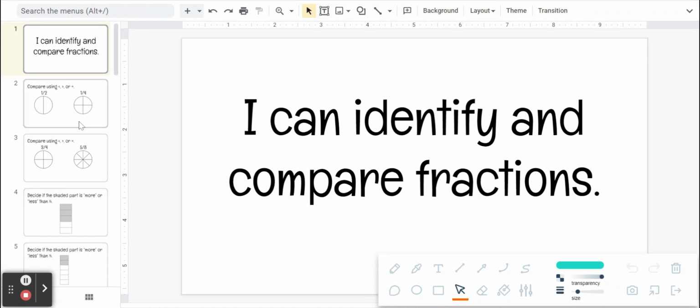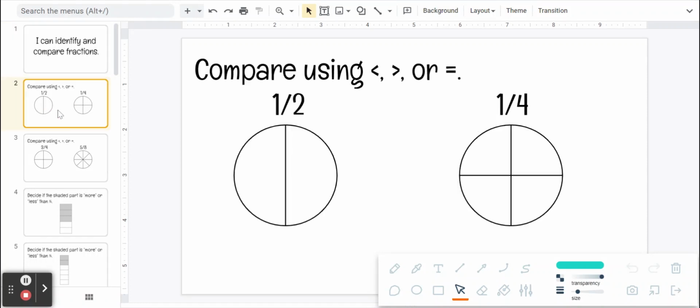I can identify and compare fractions. Here we have the fraction 1/2 and 1/4. I'm going to shade in 1/2 of this cucumber. All right, over here, I'm going to shade in 1/4.